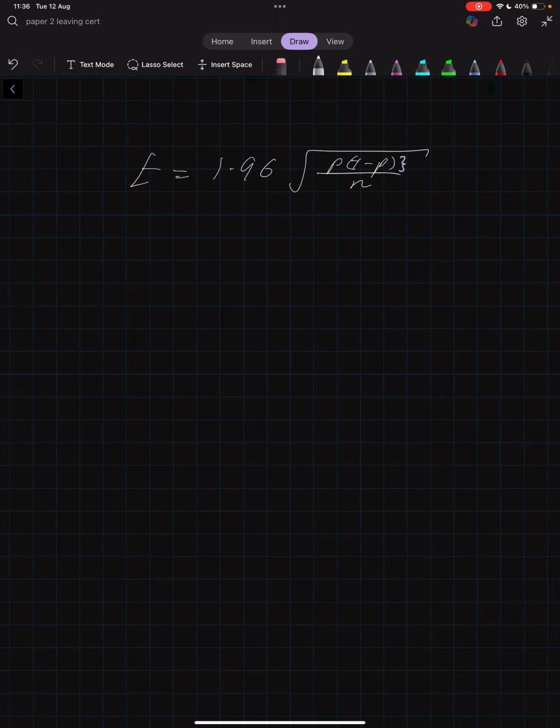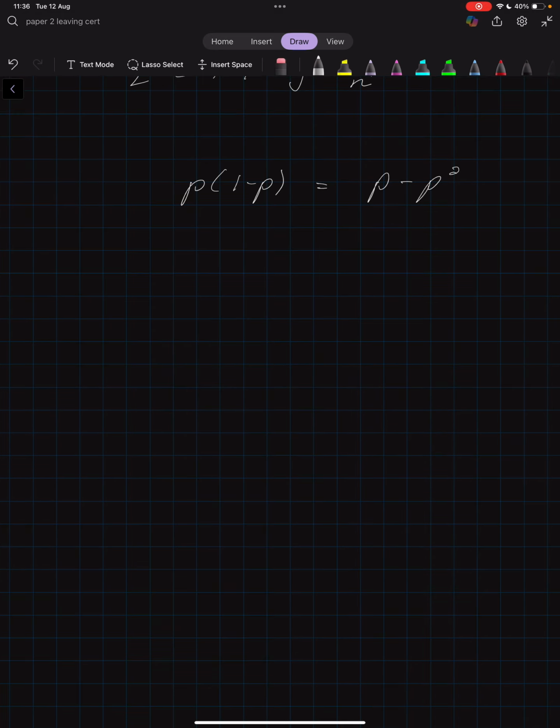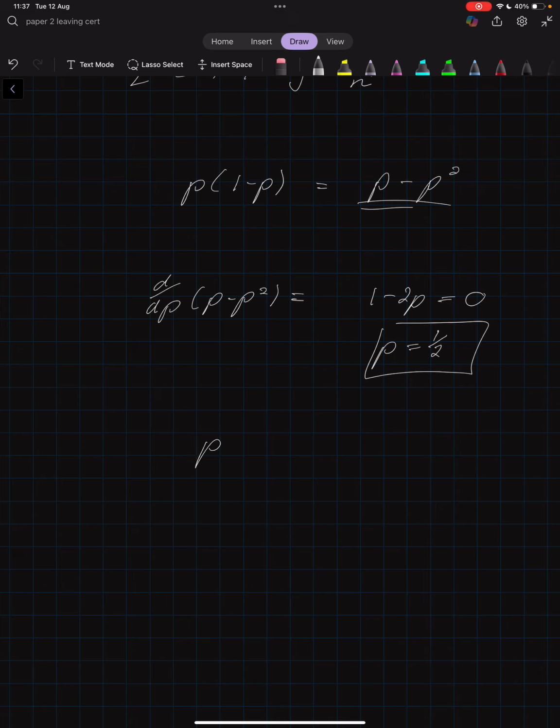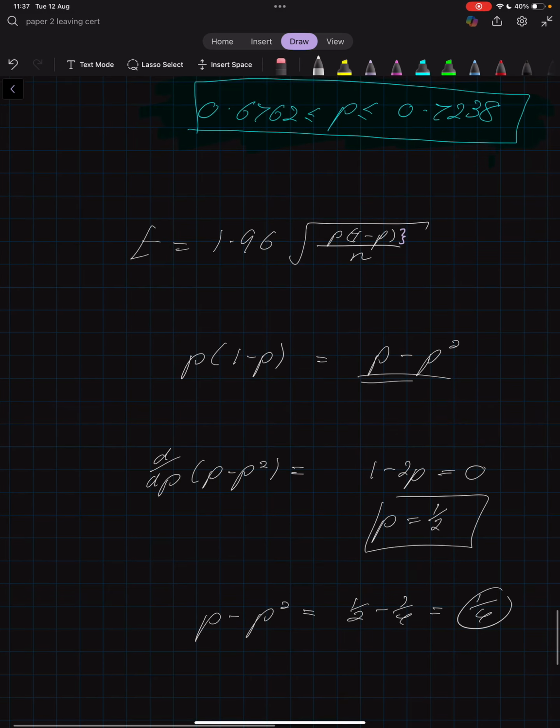So basically, I want to make P times 1 minus P as big as possible. So I want to make P minus P squared as big as possible. So I want to differentiate with respect to P. I'm going to get 1 minus 2P, and I set that equal to 0. I find that P equals a half will maximize this. So the biggest this can be is a half minus a quarter, so it's a quarter. That's the biggest it can be.